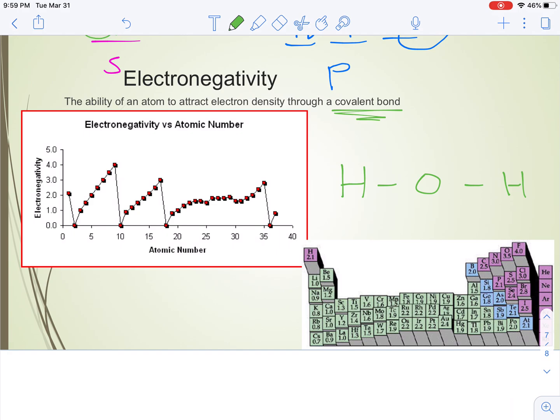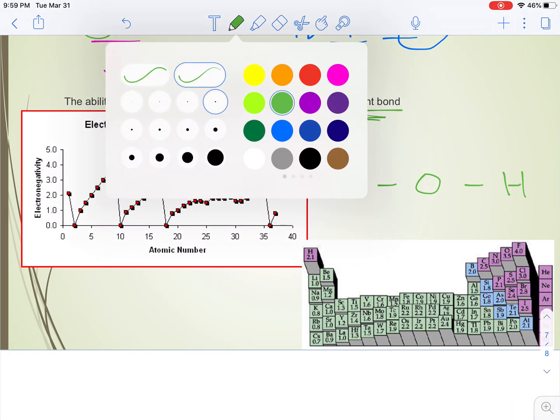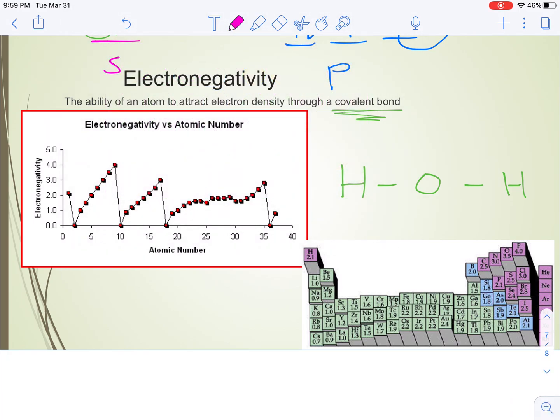It turns out that oxygen likes electrons a lot more than hydrogen. But oxygen isn't just like a vacuum cleaner, sucking in electrons from all over the place and pulling electrons towards it from all over the place. What it's doing is pulling electron density through this bond. So it's pulling a little bit of the electrons through the bond.